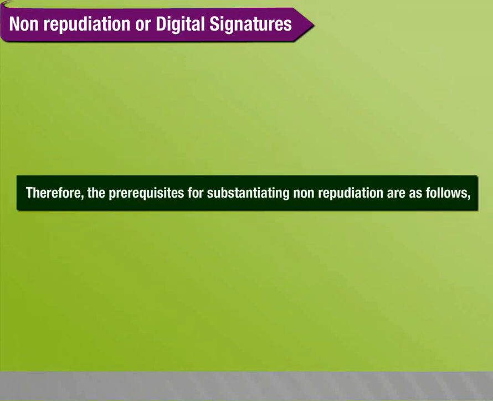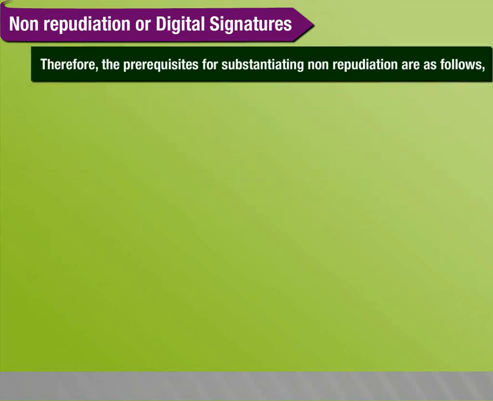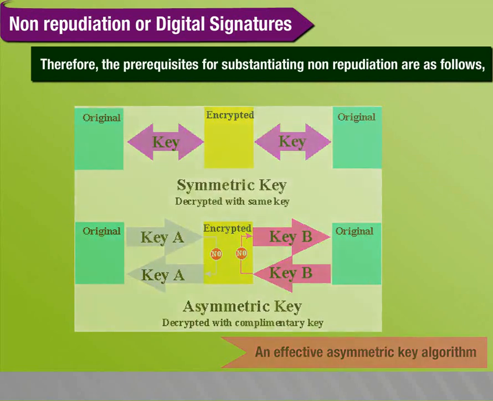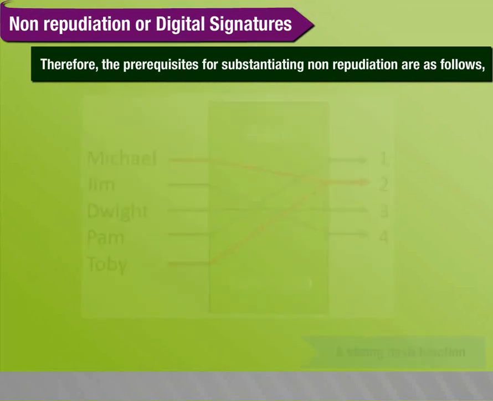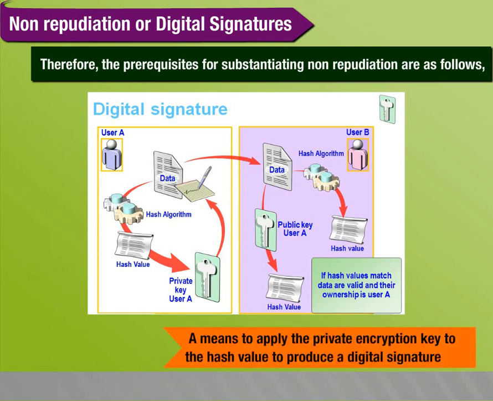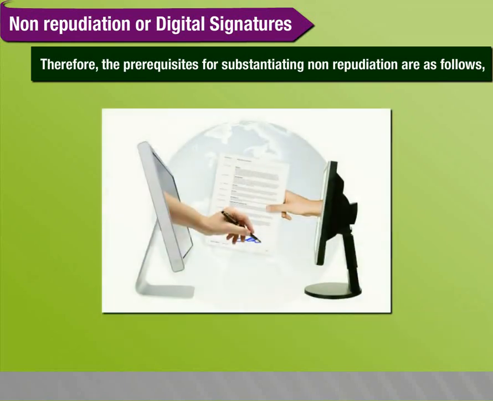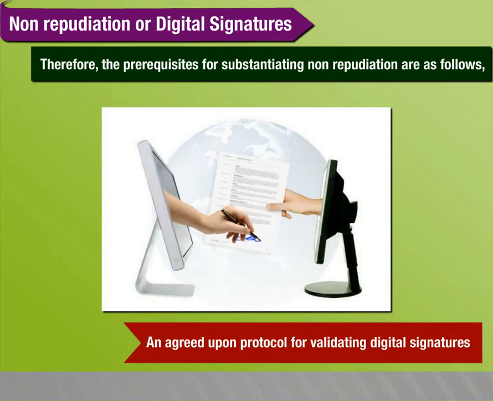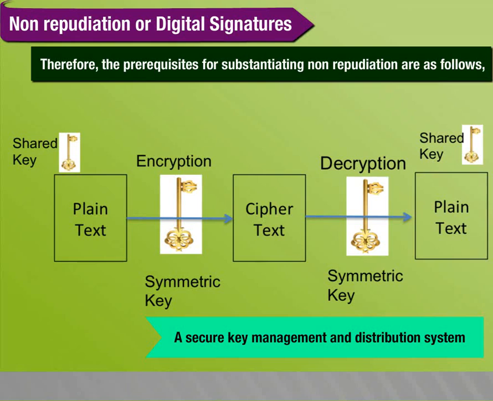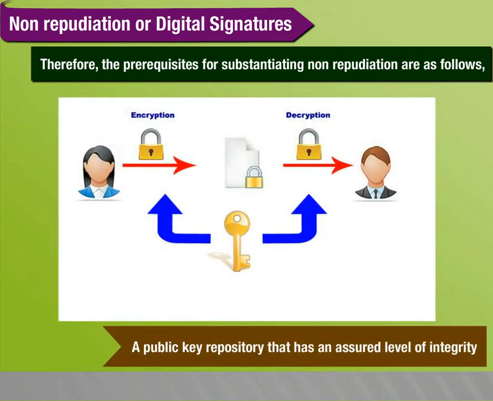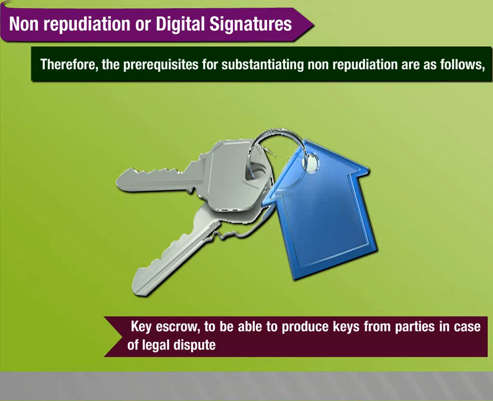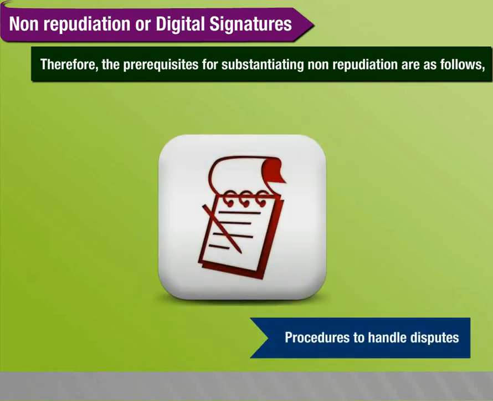Therefore, the prerequisites for substantiating non-repudiation are as follows: an effective asymmetric key algorithm, a strong hash function, a means to apply the private encryption key to the hash value to produce a digital signature, a tamper-proof or trusted third-party timing device if desired, an agreed-upon protocol for validating digital signatures, a secure key management and distribution system, a public key repository that has an assured level of integrity, key escrow to be able to produce keys from parties in case of legal dispute, and procedures to handle disputes.